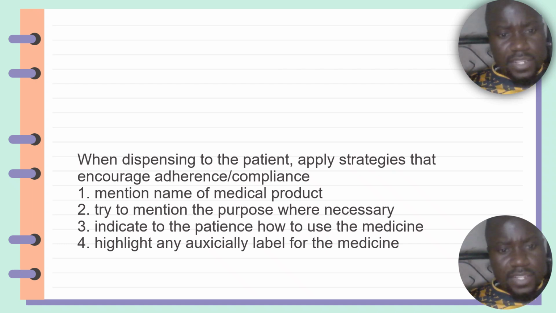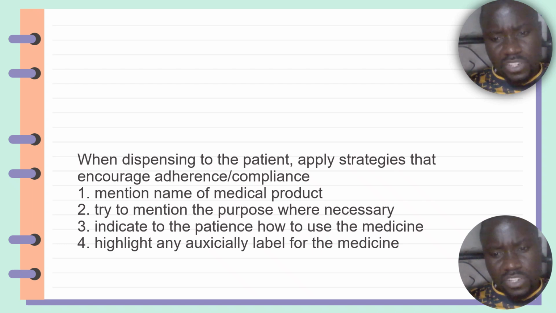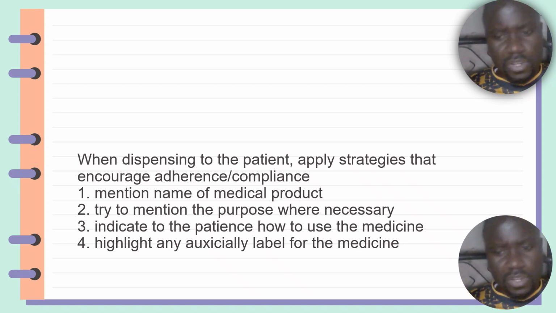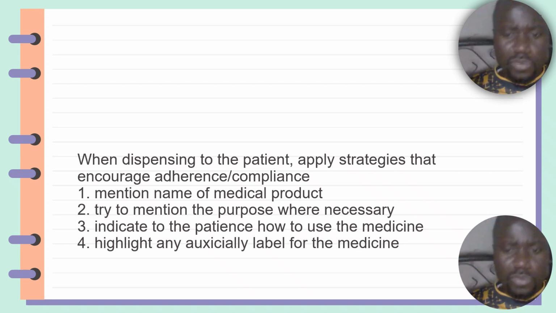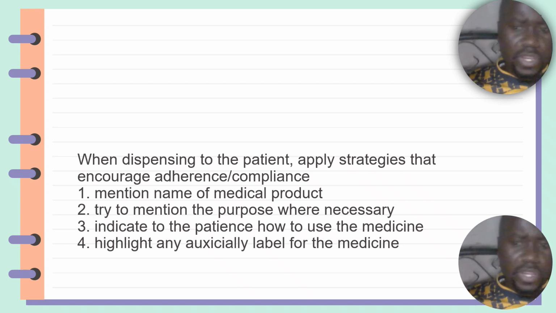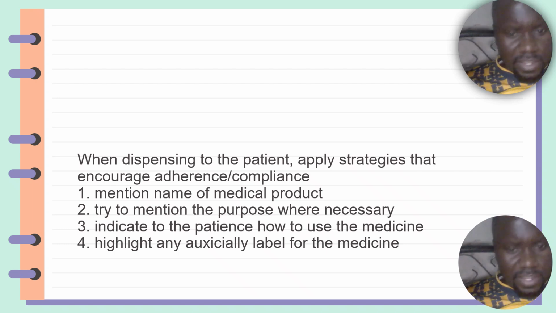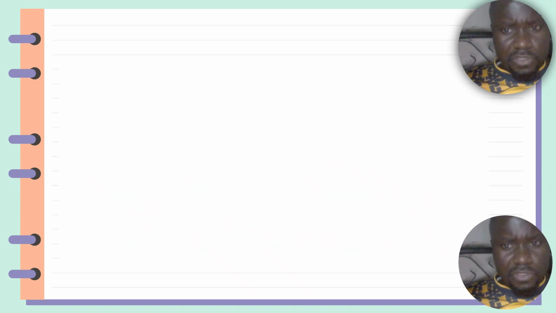And also highlight any auxiliary labels that may be necessary for that medication. Some medications cause drowsiness, so mention that this may cause drowsiness, so do not operate machinery, or take it when you're at home, take it when you're going to sleep, things like that. Do not take with food, do not take with dairy products, do not stop until you finish, things like that. Okay, that is very, very important.